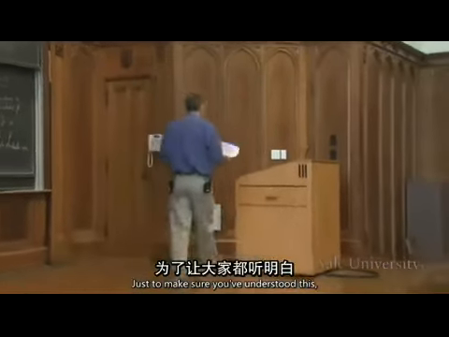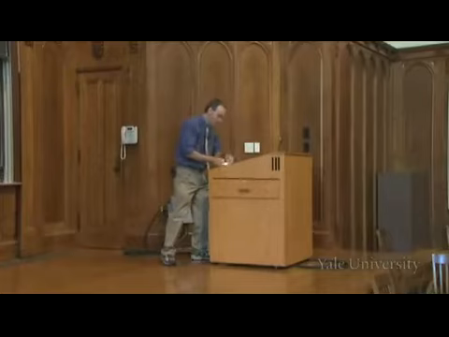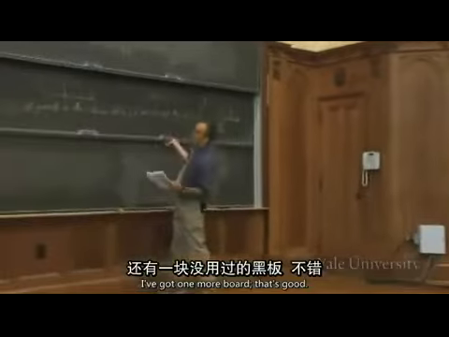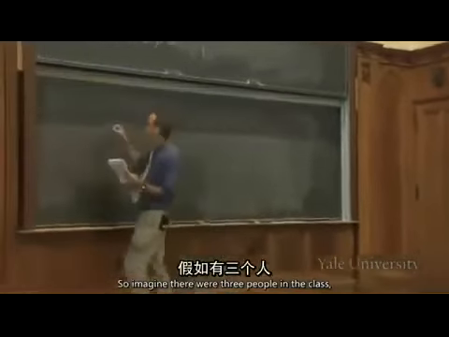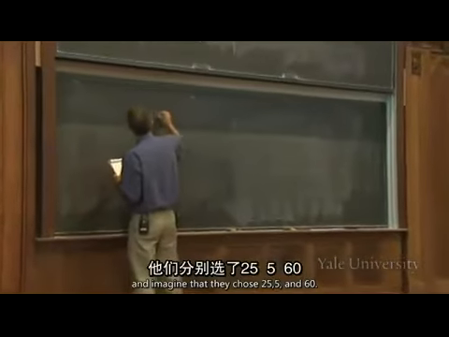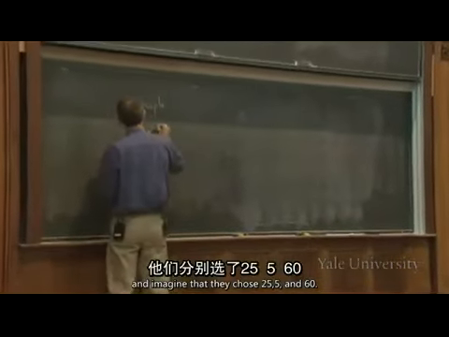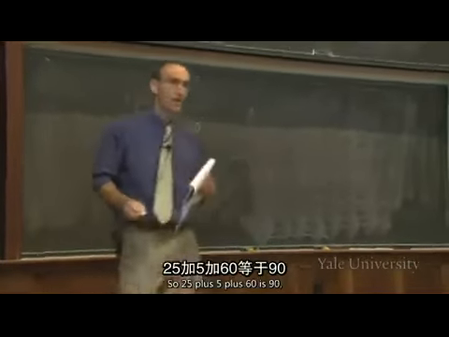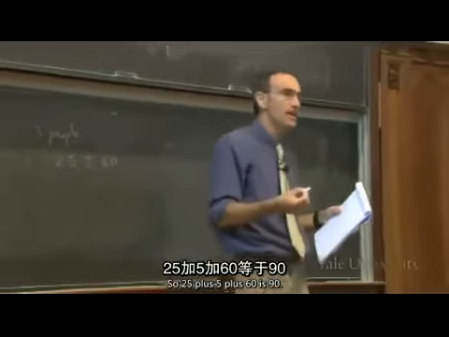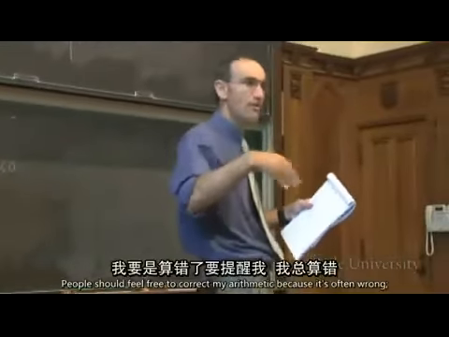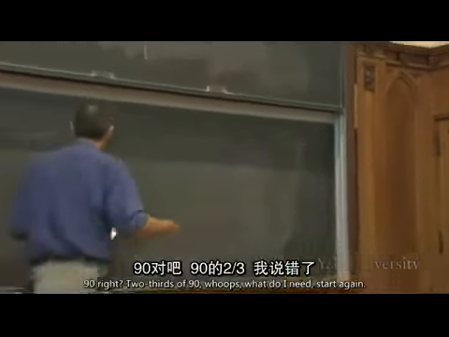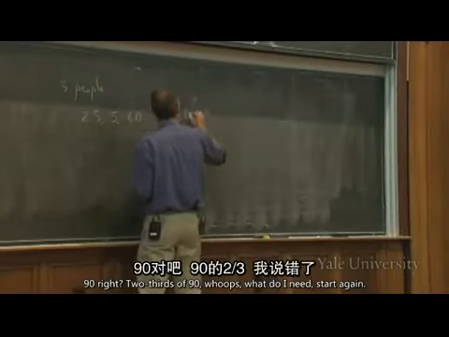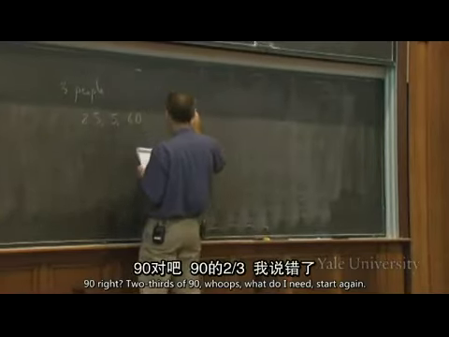Now, just to make sure you've understood this, let me do an example on the board. So imagine there were 3 people in the class, and imagine that they chose 25, 5, and 60. All right, so 25 plus 5 plus 60 is 90. People feel free to correct my arithmetic because it's often wrong.